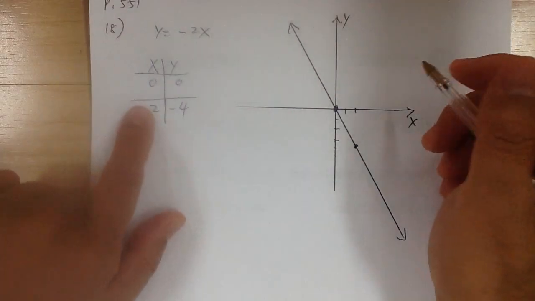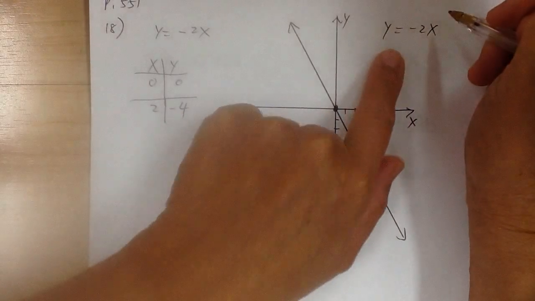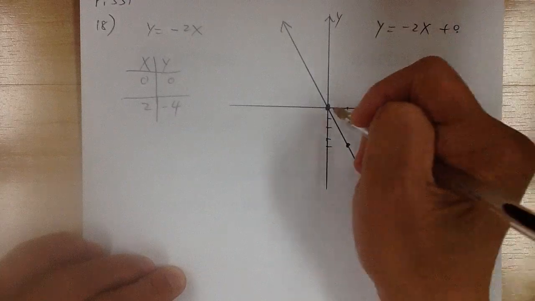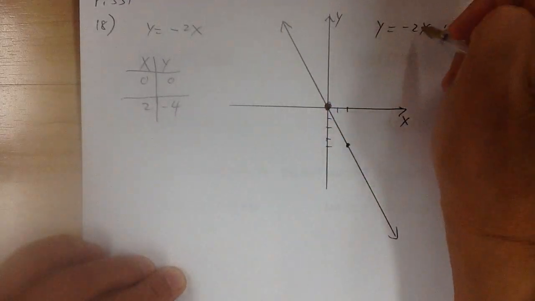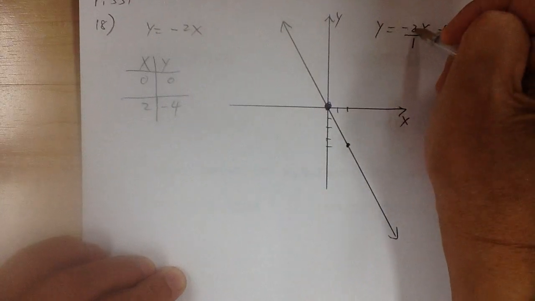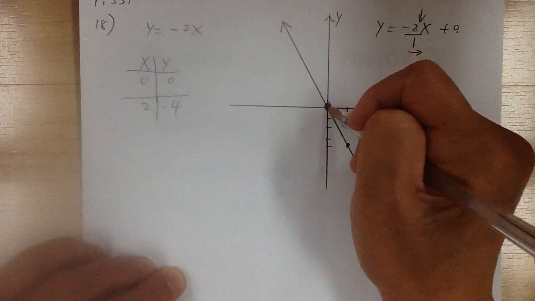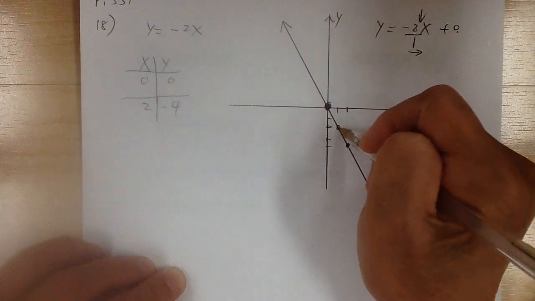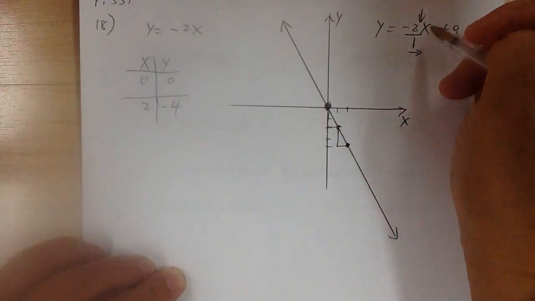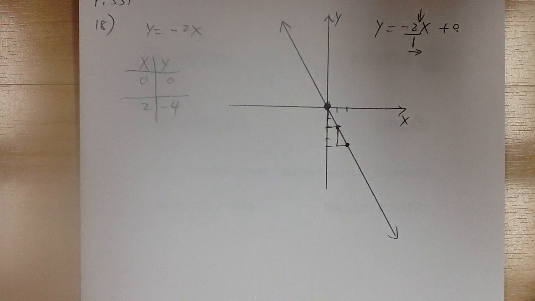Another way to do this is by using the slope-intercept form. This is the same as y equal to negative 2x plus 0. Okay, so that's your starting point. So you start right over here, and then your slope is negative 2 over 1. So that means you go down 2, go over 1, right? The top number is to go up or down, and the bottom is go sideways. So you go down 2 over 1, down 2 over 1 again. Okay, so that's what the slope will do. And again, you can get those points, and you can get your graph.